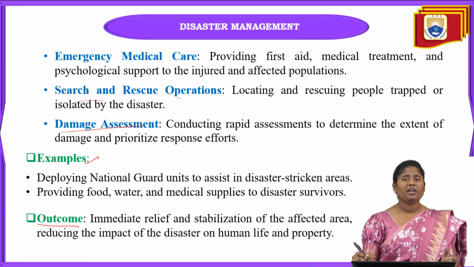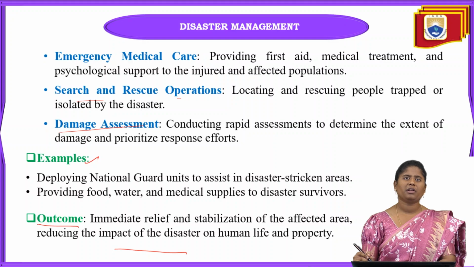Next one is outcome. Here, immediate action has to be taken after the disaster happens, meaning we have to go immediately to the affected area, so that we can reduce the impact of the disaster on both humans and animals and also the properties.